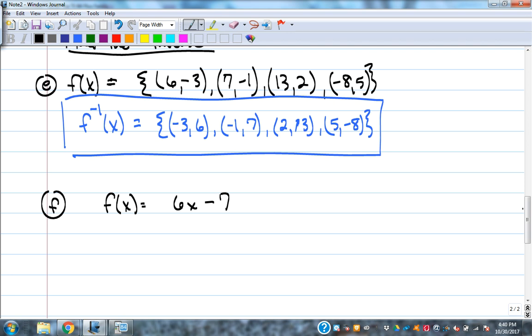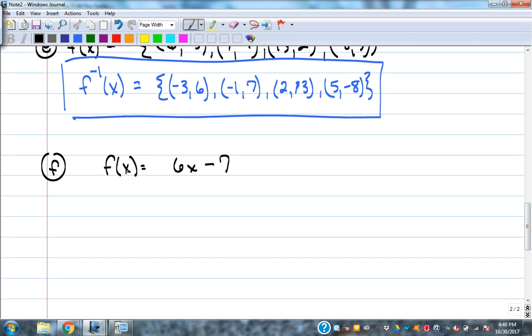So to find the inverse, what's f of x the same thing as? Y. So this equation is the same thing. y equals 6x minus 7. Those two equations are exactly the same. Inverses swap the domain and the range, or swap x and y. So we're going to swap x and y, and then solve for y.